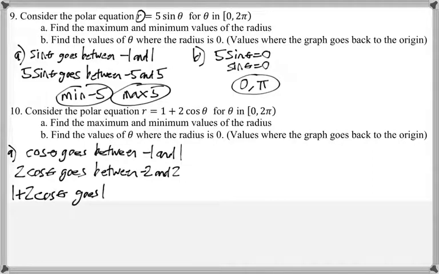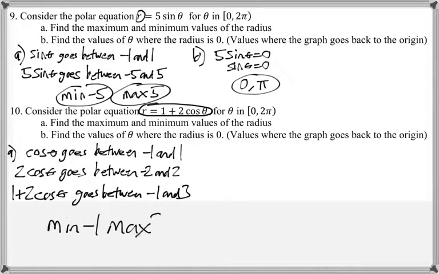So that goes between -1 and 3. So since r is equal to that, then the minimum value of r is -1, and the maximum value of r is 3.